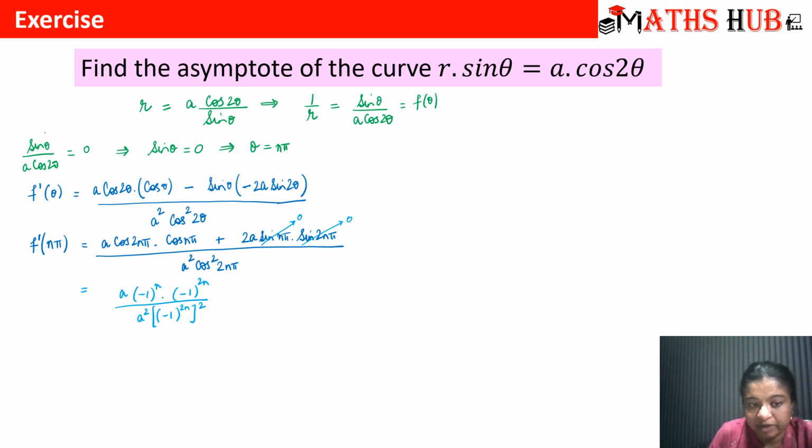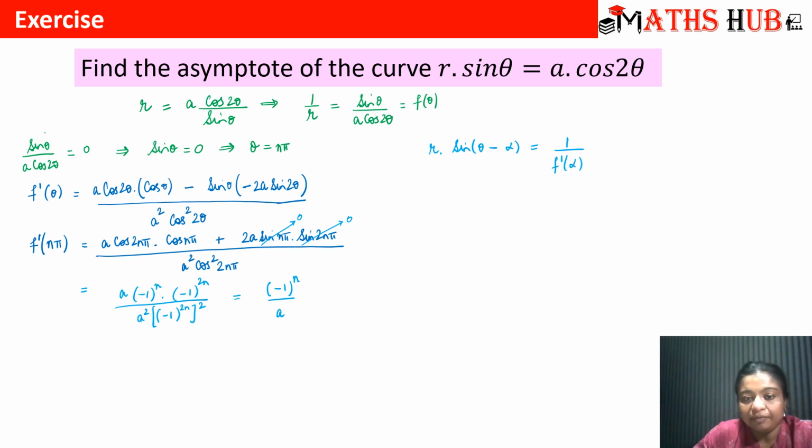So this is plus 1. This is also plus 1. 1a will get cancelled. And what we get is minus 1 raised to power n upon a. This is our f dash n pi. So how to calculate the equation of the asymptote? It is r into sine theta minus alpha is equal to 1 upon f dash alpha. This is the equation of the asymptote, right?